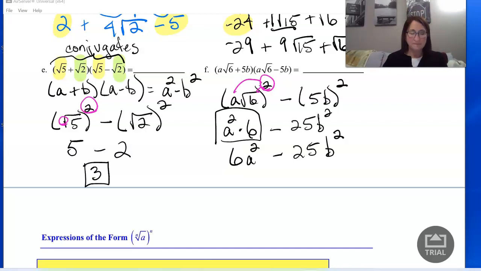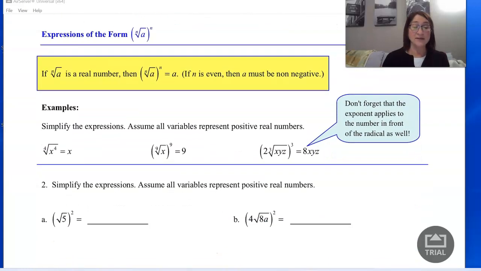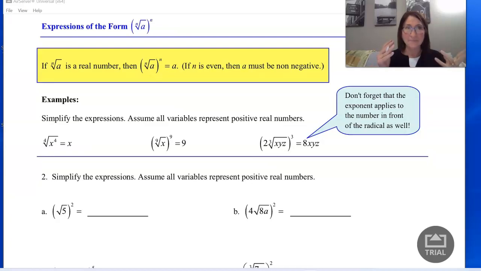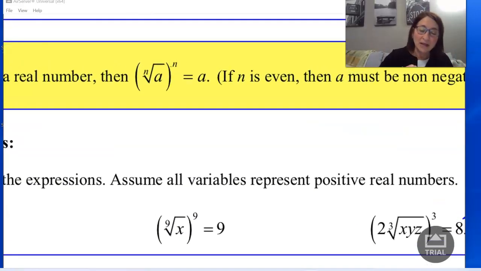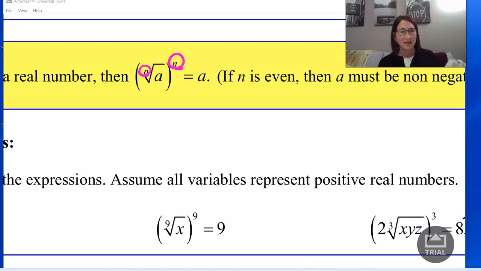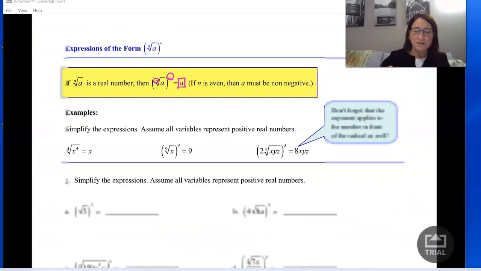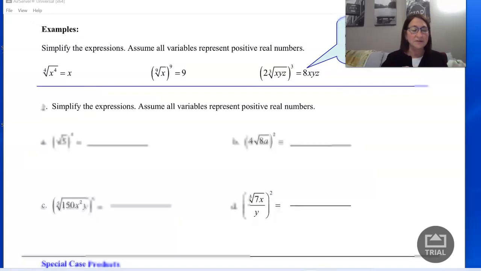So let's go ahead and look at this concept, which is one that we've been using. So this is not new, but it's just formalized in this yellow box here. Okay, so basically what this is saying is, when your exponent is equal to the index, then that is going to be equal when you simplify it to the radicand. That's all. Okay, so let's go ahead and look at these examples.